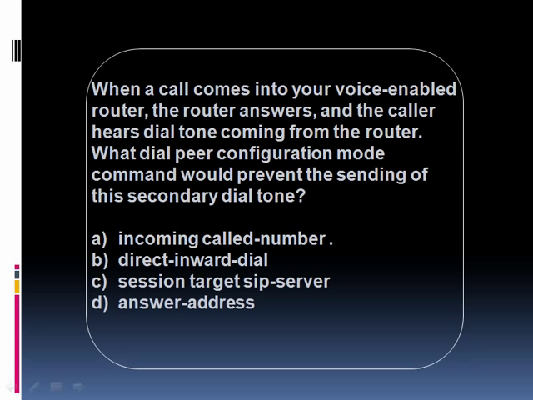Here we're being asked, when a call comes into your voice-enabled router, the router answers. In other words, the router gives a dial tone. It doesn't say hello. We hear a dial tone calling into that router. And the caller hears a dial tone coming from the router. What dial peer configuration mode command would prevent the sending of this secondary dial tone?